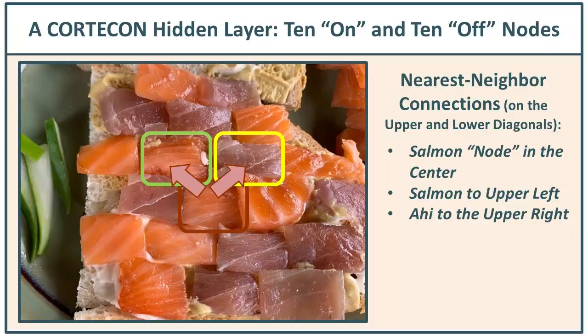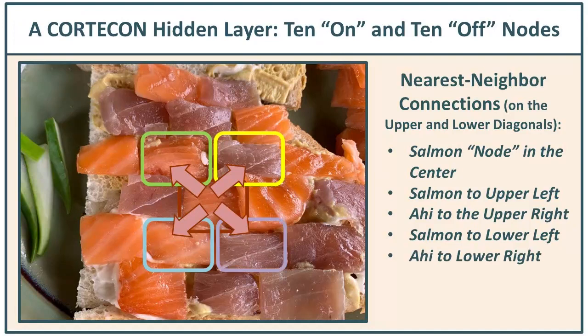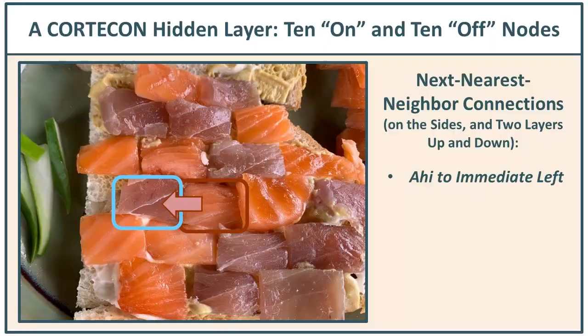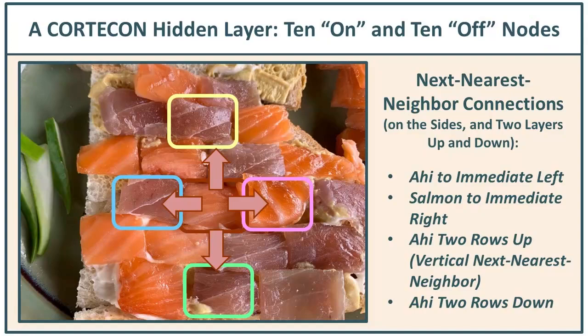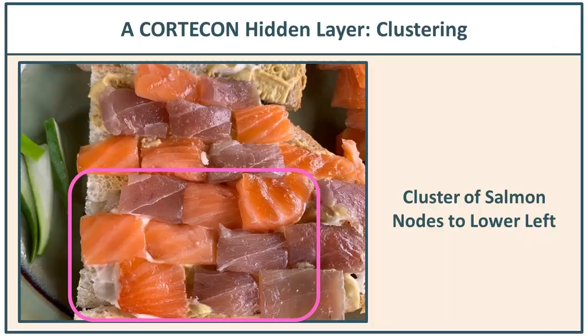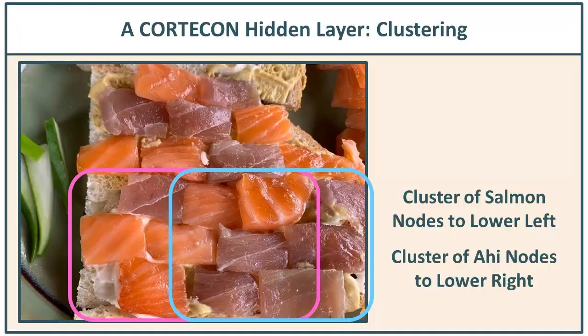We've got another piece of salmon. To its upper right, we've got a piece of ahi. Lower left is another piece of salmon. Lower right, these are all diagonal, is an ahi. Going left and right is actually the next nearest neighbors. You have to have sort of wide nodes to make this work, but it works. So to the left, ahi. To the right, salmon. 2 rows up is ahi. 2 rows down is ahi. To that lower left corner, we've got a cluster of these pink salmon nodes. To the lower right, we've got this cluster of darkish ahi nodes.